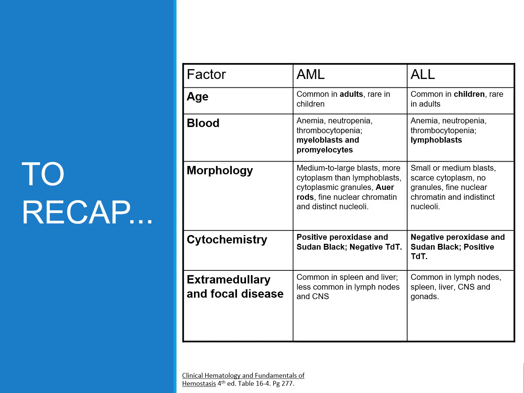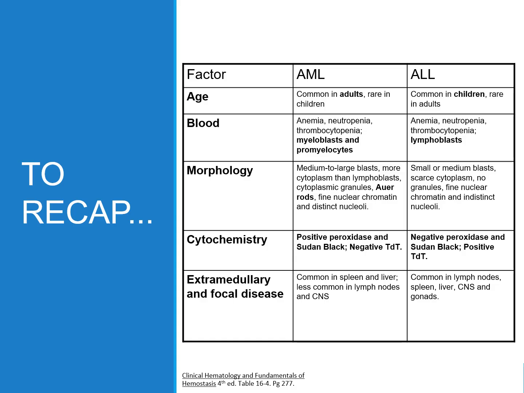But before we get to that, let's talk a little bit about the morphology that we would expect to see. So in AML, we might have medium to large blasts with more cytoplasm than the lymphoblasts have. We might have cytoplasmic granules. We may see Auer rods. We might even see fine nuclear chromatin and very distinct nucleoli.